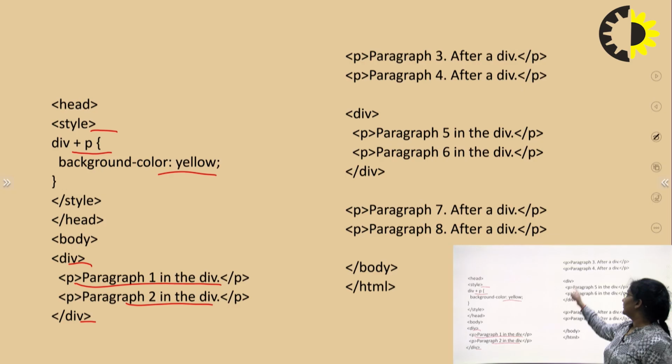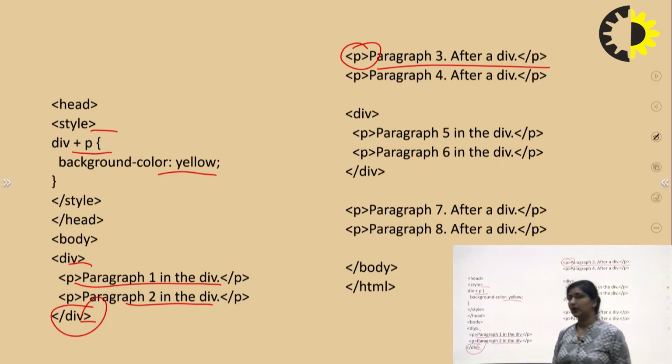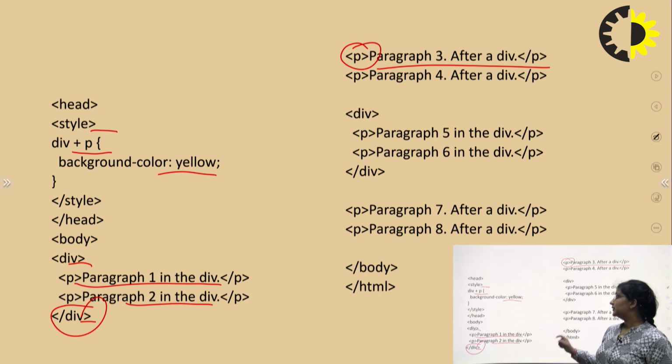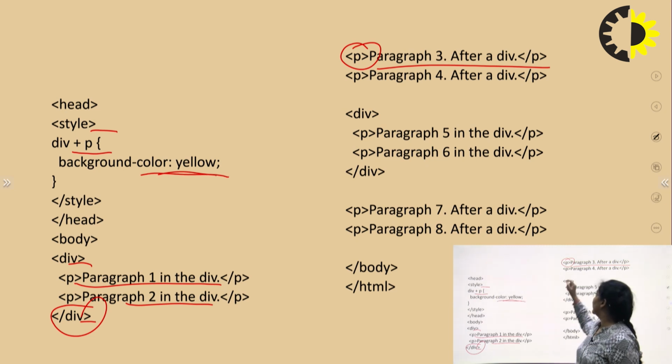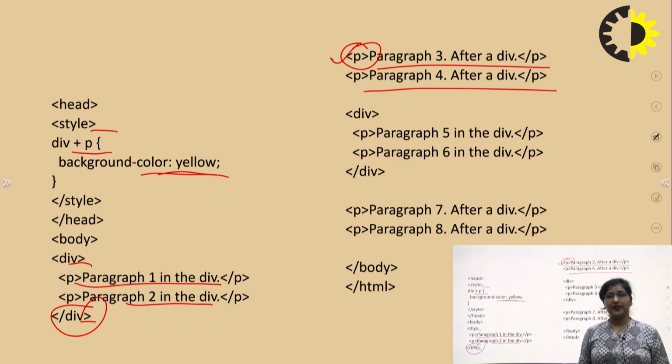Again, after this div, this P is written, paragraph 3 after a div. So this particular P is arriving just after this div. Okay, so what will happen? This CSS, background color yellow, will be applicable to this particular tag. After that again, P paragraph 4 after a div, but this P tag is appearing after a P tag. So it is not an adjacent selector.